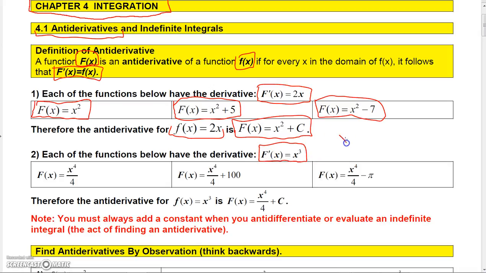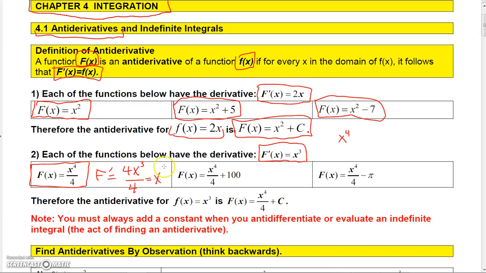Well, at first we might think x to the fourth, because the derivative of x to the fourth is 4x cubed. But how can we get rid of that 4? How can we make that 4 get out of the way so I just get x cubed? Well, we can let the function be x to the fourth over 4. And then if you take the derivative of that, you will get 4x cubed over 4, and then the 4's will cancel, and you'll just get x cubed.